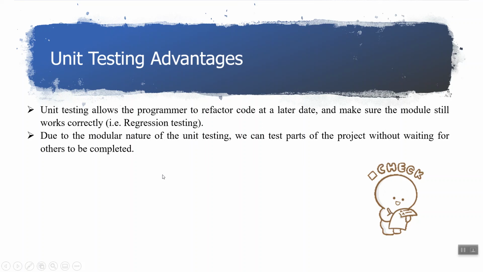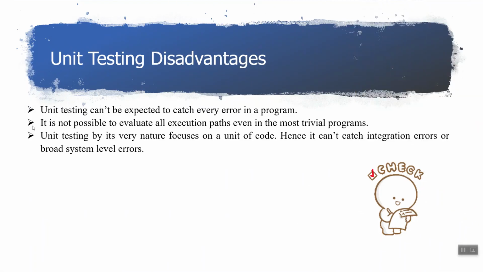So the next is unit testing advantages. So what are the advantages? Why do we do unit testing? Unit testing allows the programmer to refactor code at a later date and make sure the modules still work correctly. That is in regression testing. Due to the modular nature of unit testing, we can test parts of the project without waiting for others to be completed. The next is disadvantages.